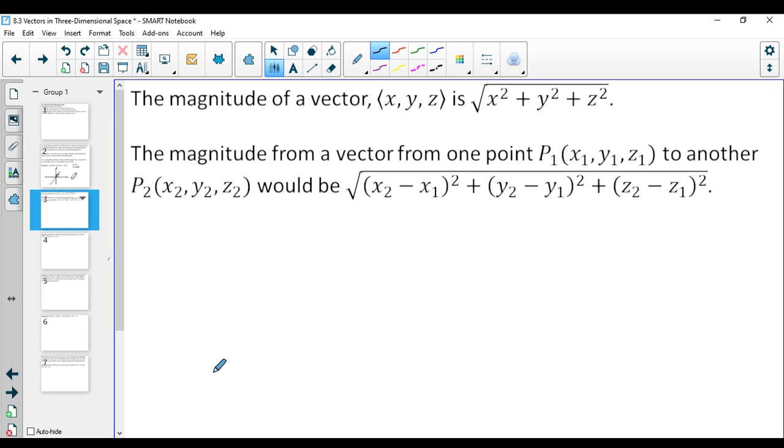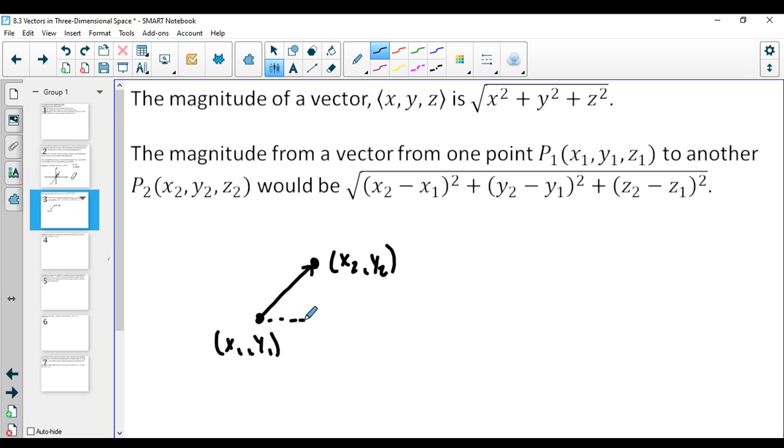Now, this should look very familiar. The magnitude of a vector x, y, z is the square root of x squared plus y squared plus z squared. Basically the Pythagorean theorem, except we're tacking on z squared in there, right? And then if you go from one point to another point, remember when we did it in 2 dimensions, right? We had x1, y1. And if we went to a point x2, y2, we did the change in x, right?